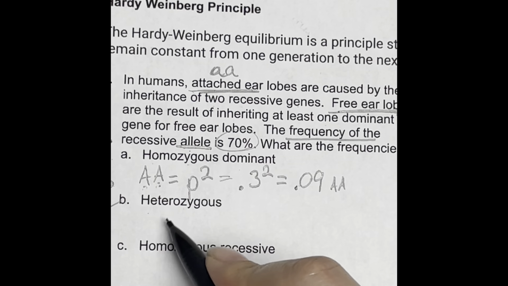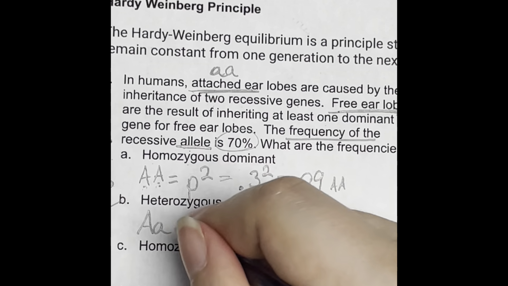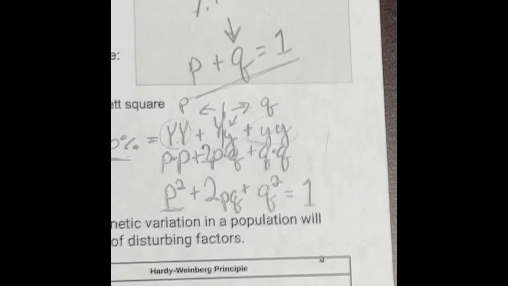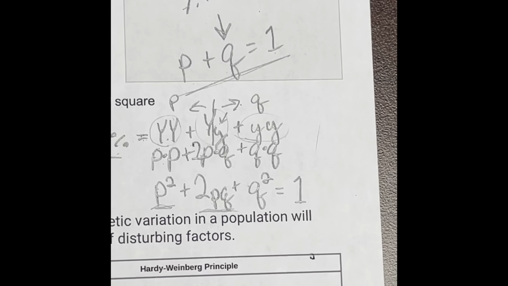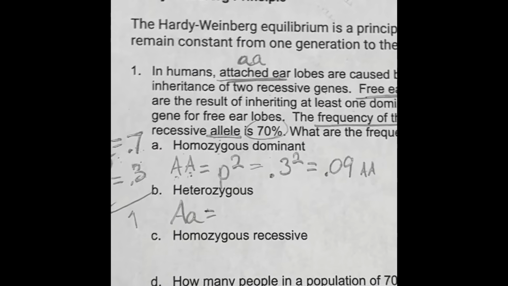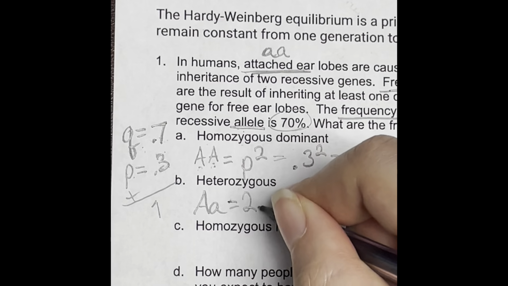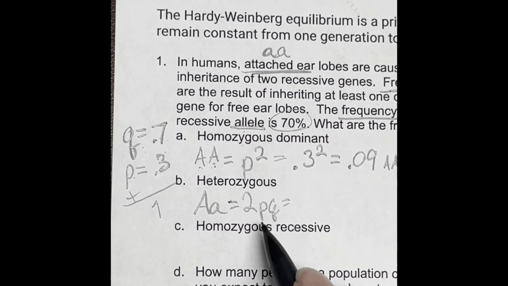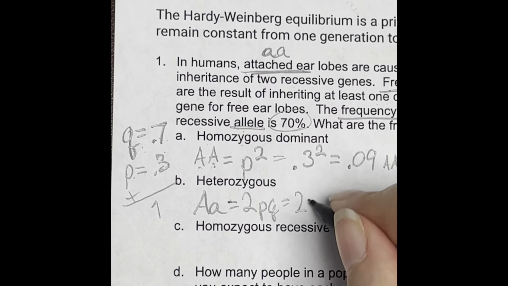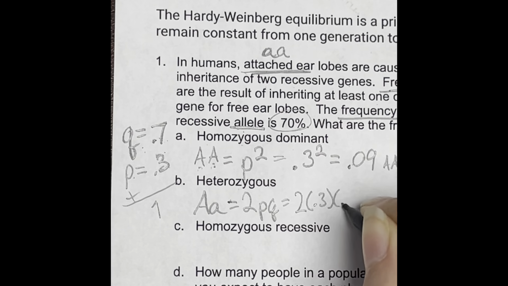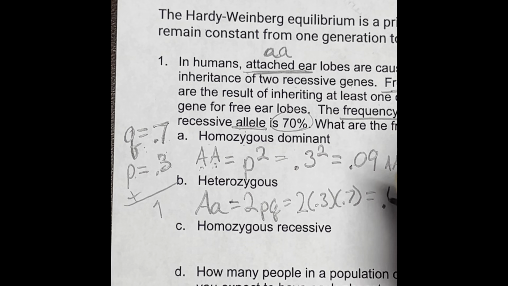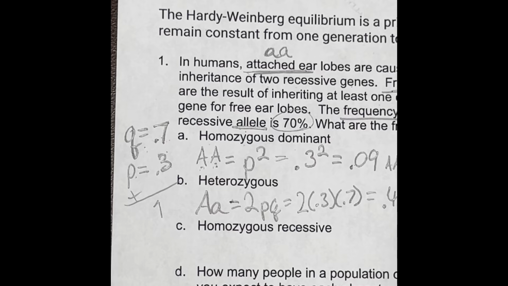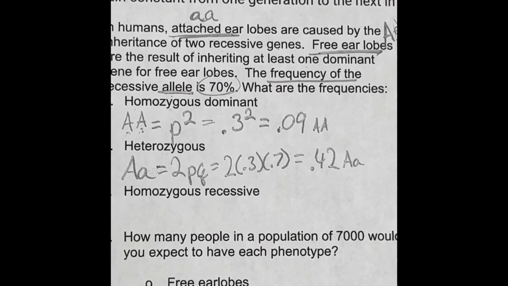Now it wants to know about heterozygous. I'm looking for heterozygous. If I go over here and look at my Hardy-Weinberg equation, heterozygous individuals, I'm looking for 2PQ. All right, 2 times P times Q, and I know both P and Q, so I can just multiply that out. 0.3 times 0.7. If I multiply these together, I'm going to get 0.42, or 42% of the population is heterozygous. Sorry, that cut off in the video.